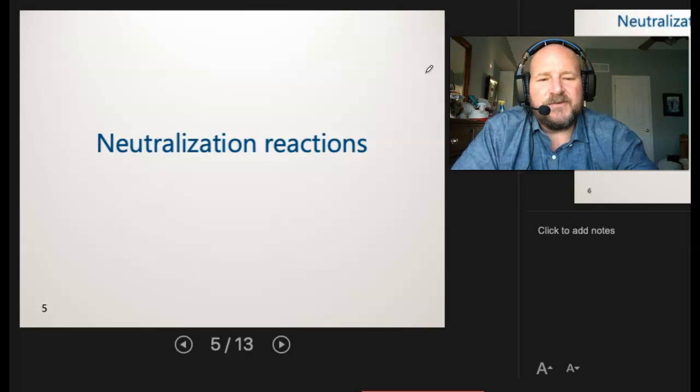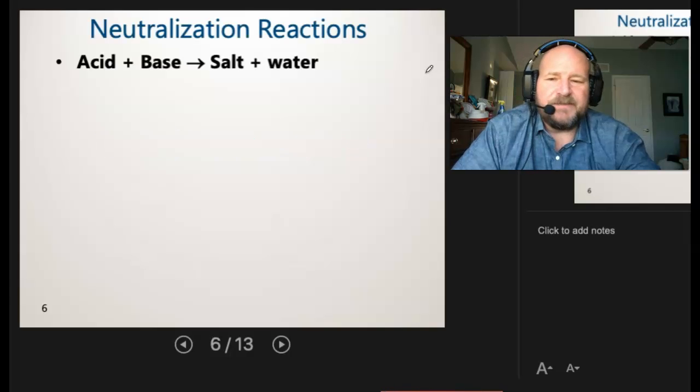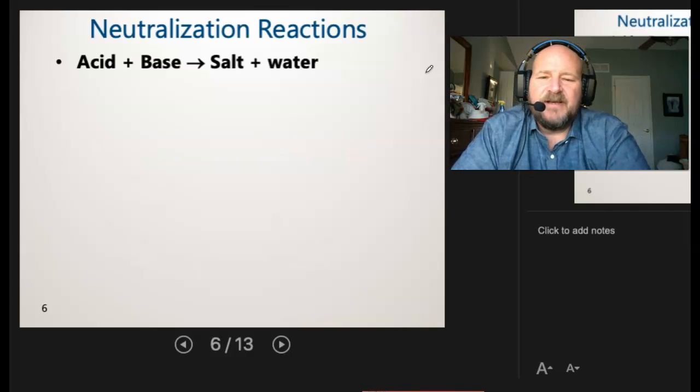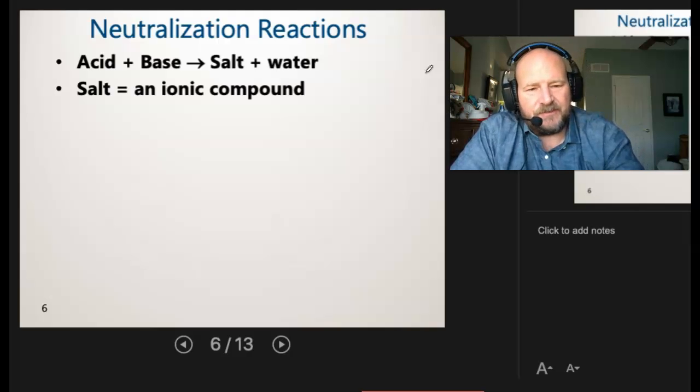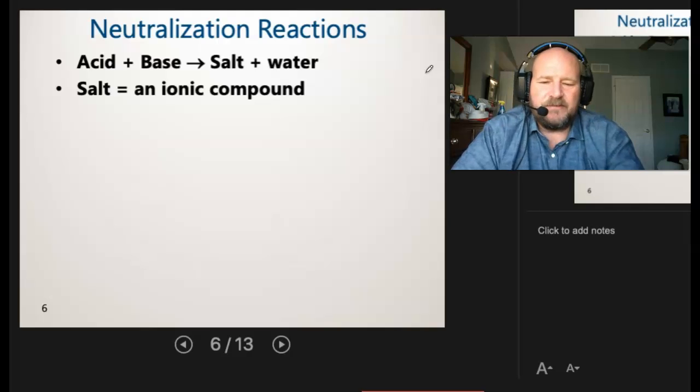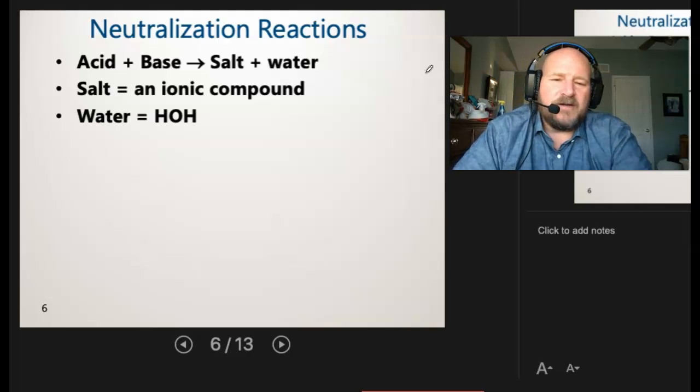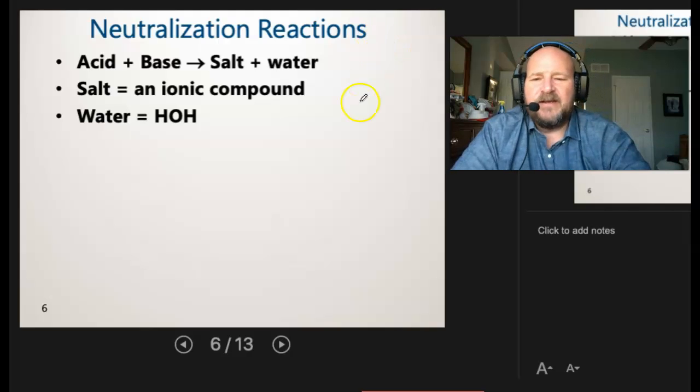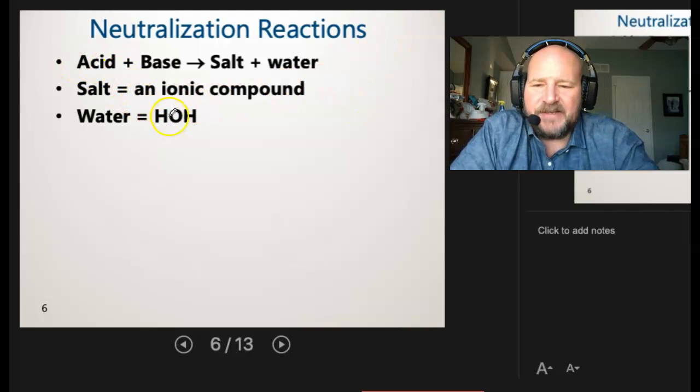All right, so neutralization reactions is simply taking that acid and base and watching them produce salt and water. Now we already know that salts are ionic compounds. We've seen those before, it's no big deal. And water here I want to think of as HOH. Now the reason why I want to do that is, remember, we have an acid and a base.